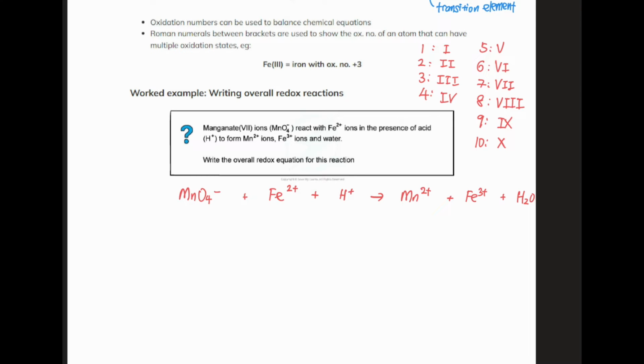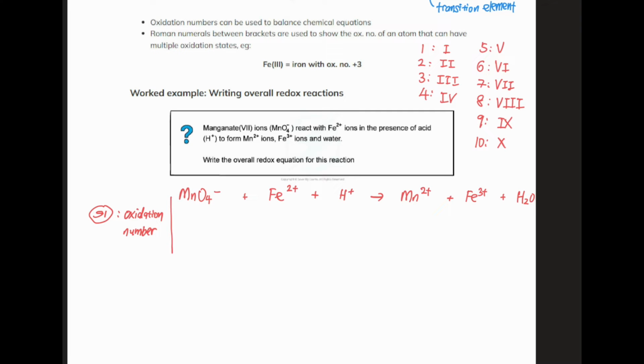So we need to use the oxidation number concept to balance it. Okay, so in order to do this, let's say I look at the oxidation number of each of these first. This is the first step. Step 1, find out the oxidation number.